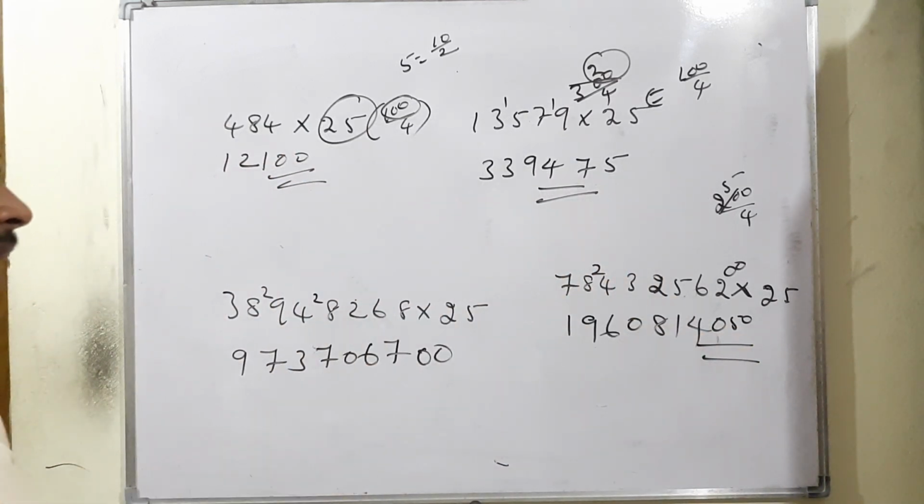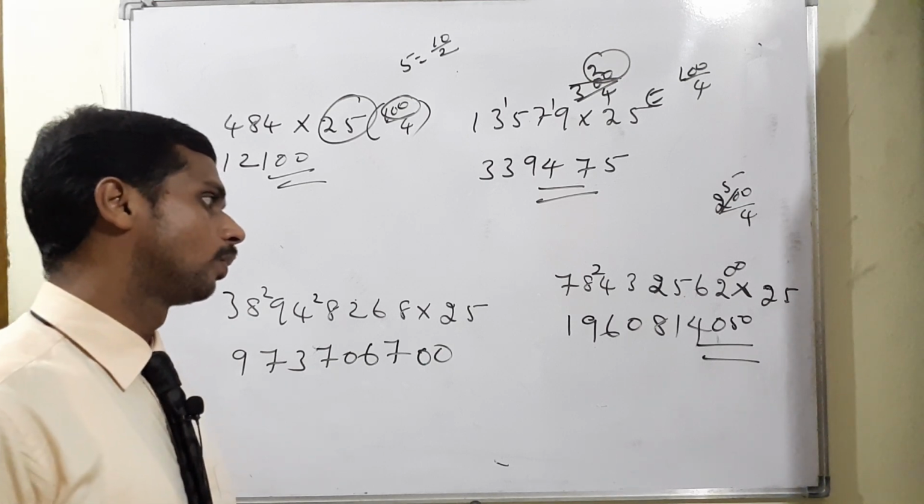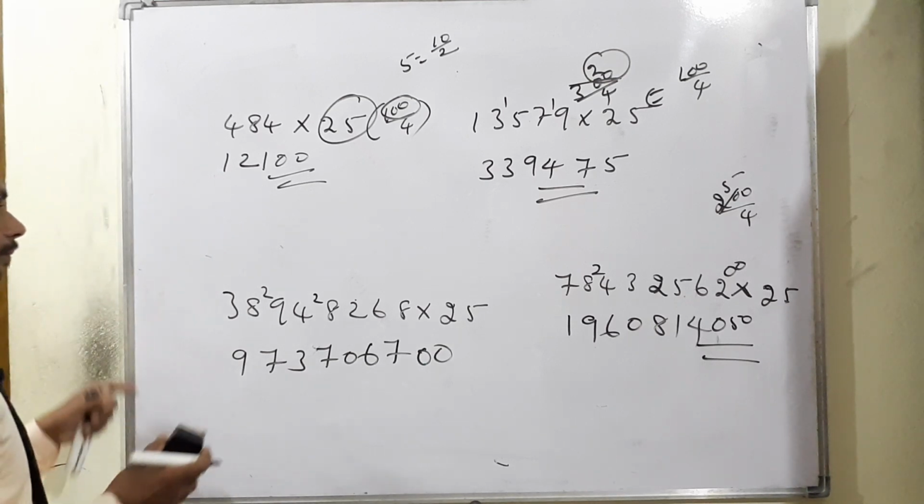78432562 into 25 means the answer will be 1960814050. Okay, next one.